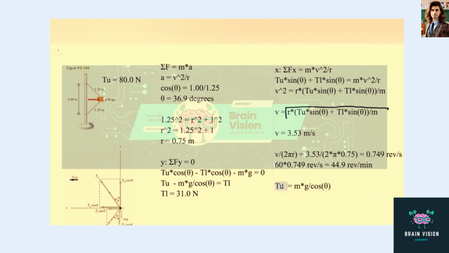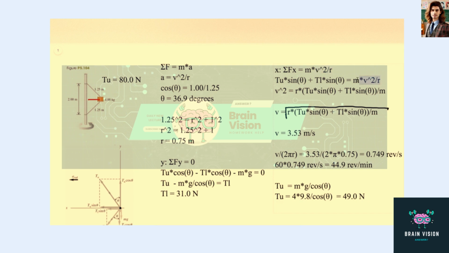So if we set this equal, we're going to want to figure out what this tension is that would cause this equation to be satisfied. So if we plug in, we have m is 4, g is 9.8, and we know that our cosine theta was 1 over 1.25. So I'll just leave that down here. When we plug that in, we find that TU would have to be equal to 49.0 newtons.